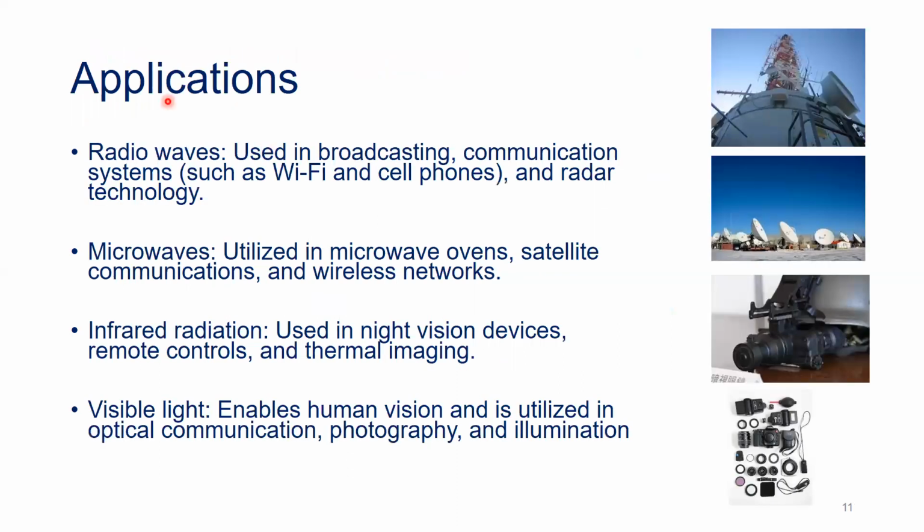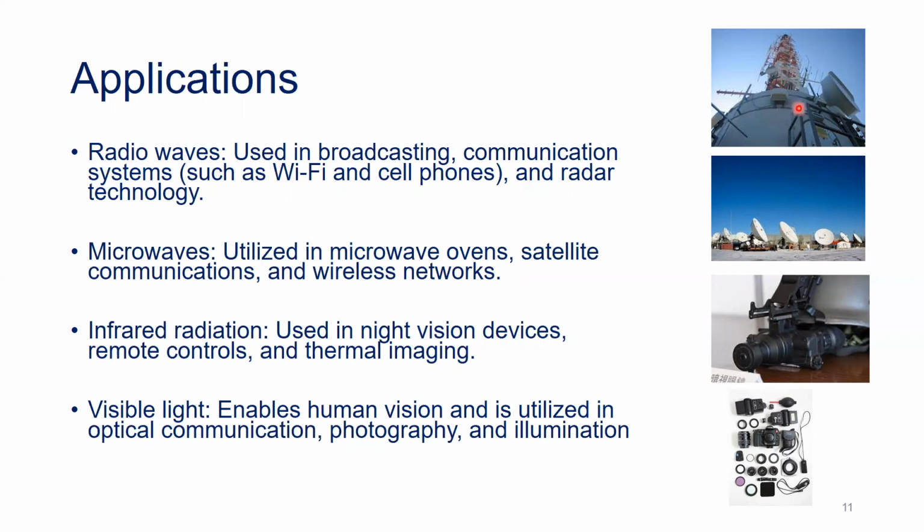Now, let us focus on the application part of electromagnetic waves, how they can be used to develop specific applications in a specific area. So first is the radio waves. We have seen that radio waves can be ultra high frequency UHF, very high frequency VHF, and that's used in broadcasting communication systems such as Wi-Fi at our home and offices, in our cell phones, and the radar technology, as you can see in the picture.